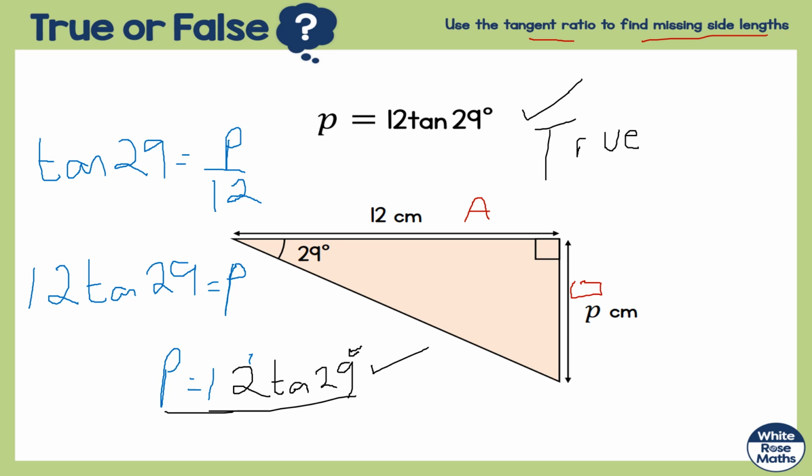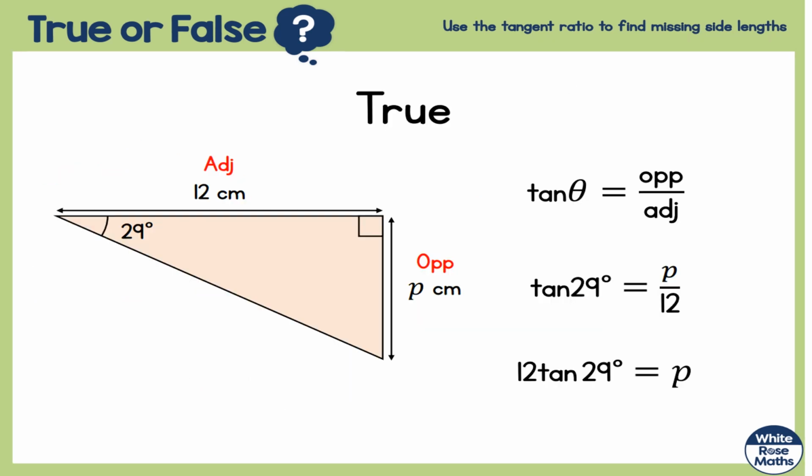So the first step, guys, is always label your sides. Remember, this one is what I call my hypotenuse, capital H, because it's opposite the right angle. This is opposite the angle that we're looking at, so that's going to be O. And then this is what I call adjacent here. So adjacent is next to the angle. So that is true.